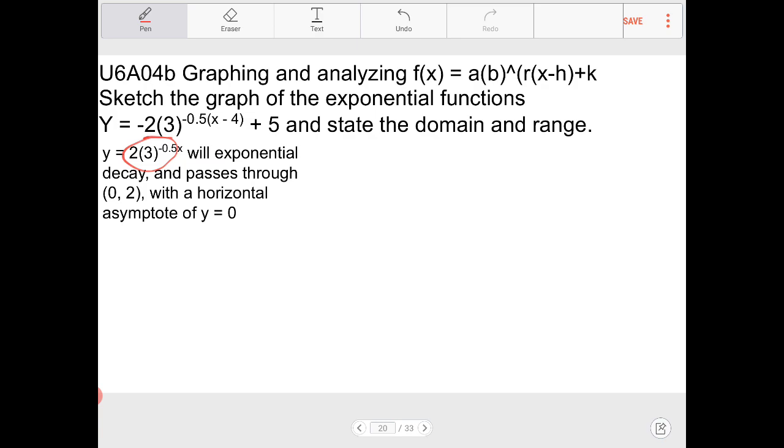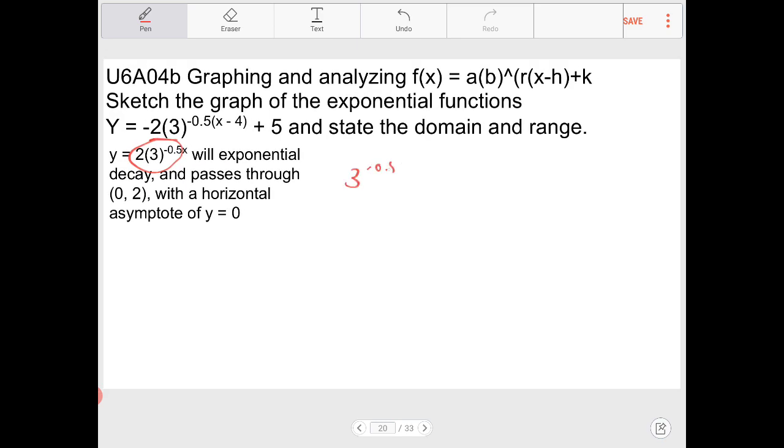From our experience in the previous lesson, we will recognize that this is actually going to be an exponential decay because 3 to the -0.5x is equivalent to 1 over 3 to the 0.5x. And this guy right here is below 1 but greater than 0. This is going to be an exponential decay. So the overall graph, okay, will have a y-intercept of 2 and we'll have this shape.